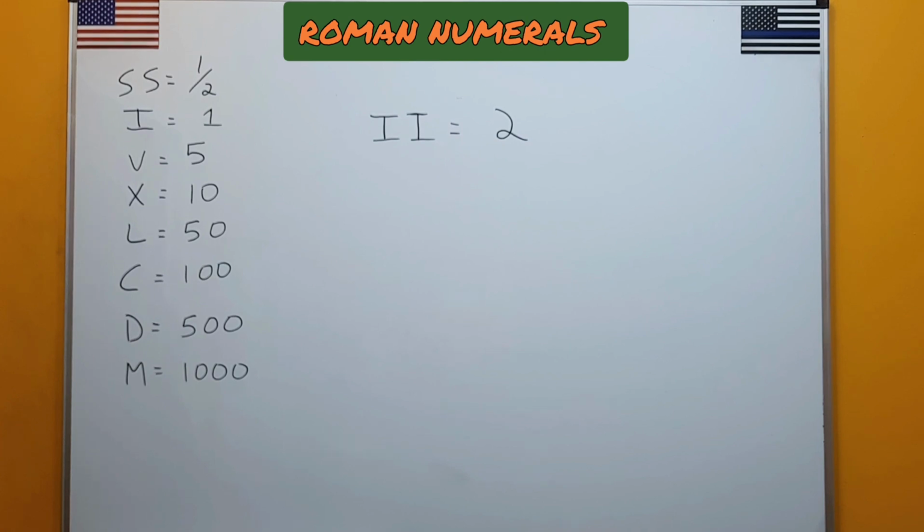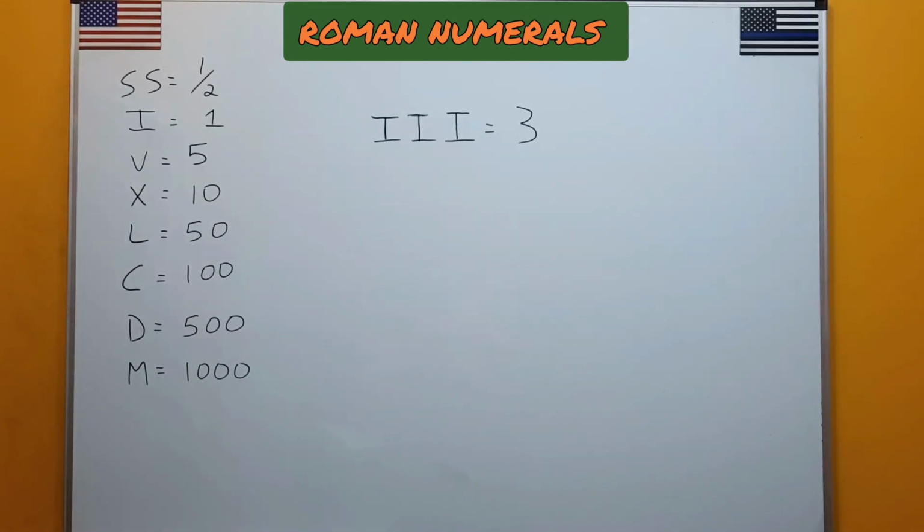In this example, the two Roman numerals are equal to each other, each character representing the number 1. Therefore, they are added together to represent the number 2. In this example, the 3 Roman numerals are also equal and the same. Therefore, they are added together. Each of these Roman numerals represents the number 1. Therefore, when added together, they represent the number 3.